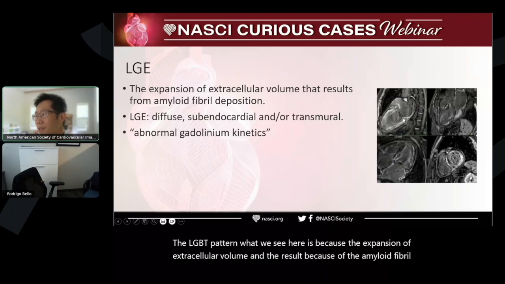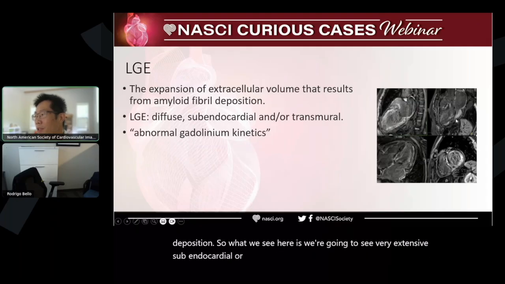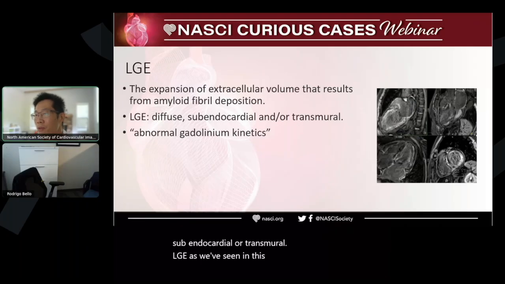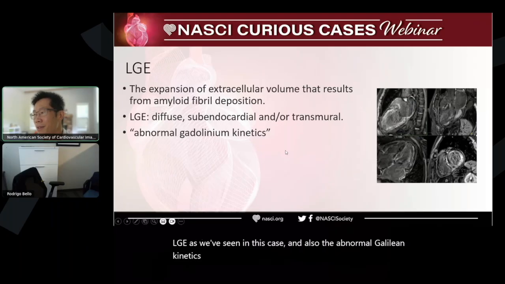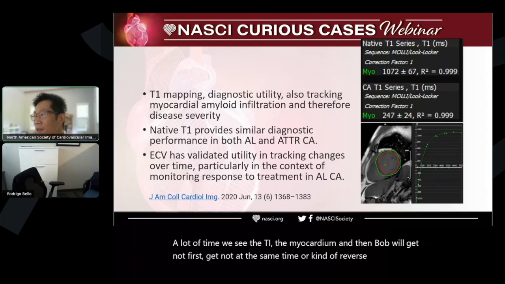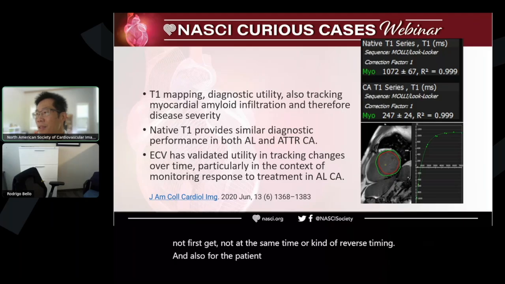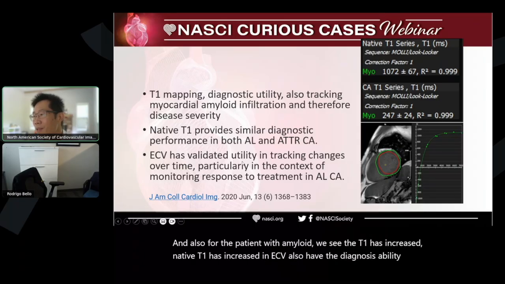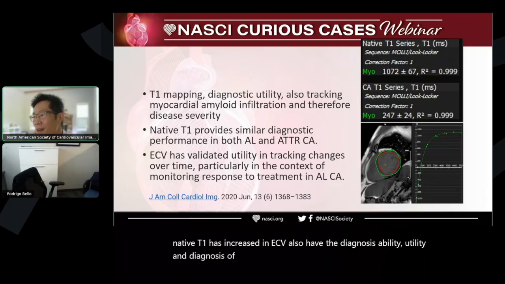So what we see is very extensive subendocardial or transmural LGE, as we've seen in this case, and also the abnormal Gadolinium kinetics that we talked about earlier on the TI scout. A lot of the time we see the myocardium and blood pool get nulled at the same time, or with kind of reversed timing. Also, in patients with amyloid, native T1 is increased. ECV has diagnostic utility in amyloidosis, and also for follow-up on treatment response.